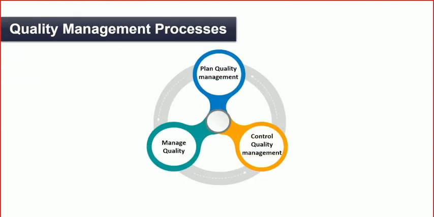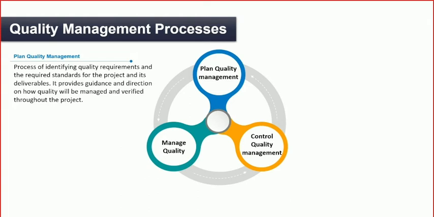Further, quality management processes. There are three main processes of quality management. The first is plan quality management, then manage quality, and control quality. Plan, manage, and control. Talking about planning, plan quality management is the process of identifying quality requirements and the required standards for the project and its deliverables. It provides guidance and direction on how quality will be managed and verified throughout the project.